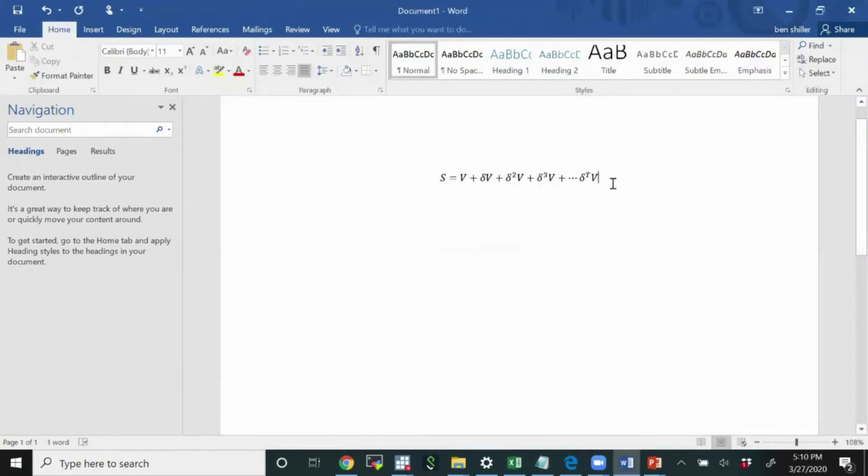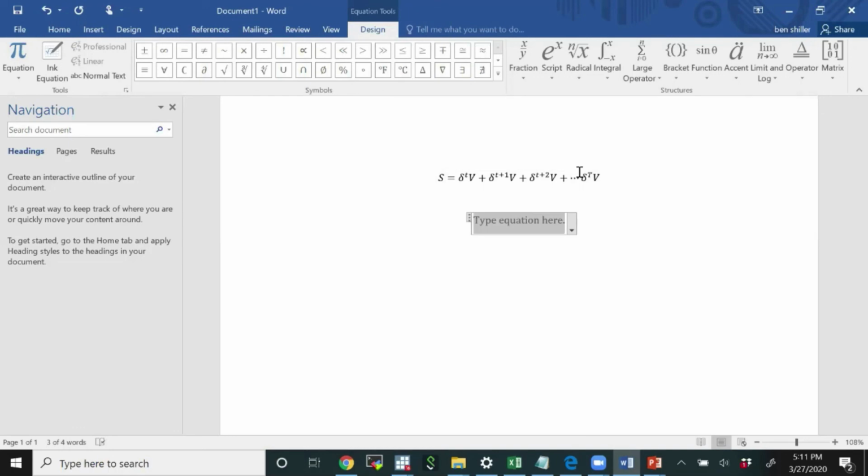Now let's do the same thing, but rather than having an infinite series of payments, we're going to have the first payment received in an arbitrary period t, and the last payment received in an arbitrary period capital T. So this is what the present discounted value in this more general form looks like. Now we're going to solve it using the same steps. It's going to be pretty similar, with a couple of small changes.